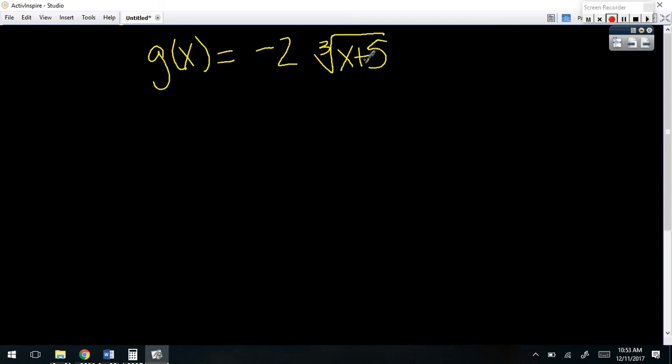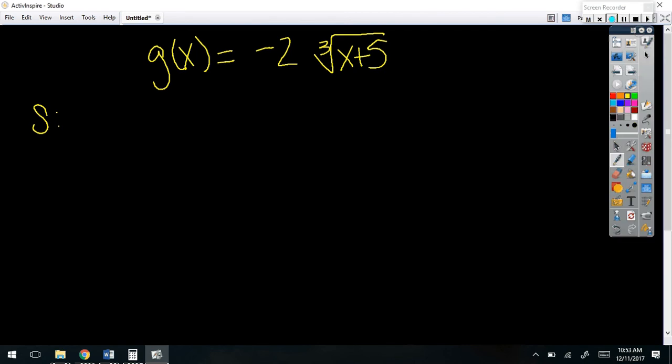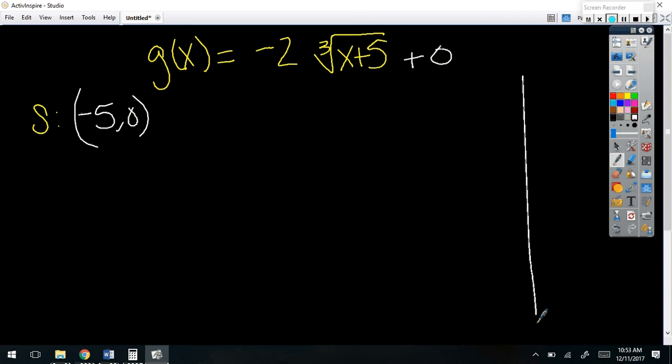Tell me what's my starting point here. Negative 5, 0. Because you got to switch that H, and the K's not there, so I have a 0 for K. You're so right. All right. 1, 2, 3, 4, 5. I'm gonna put an S on it. Anybody confused at this point? All right.